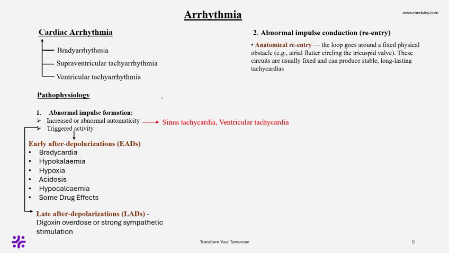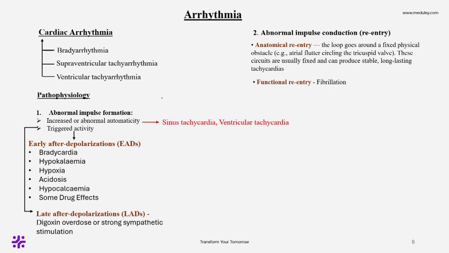The first one is anatomical re-entry. In this type the obstacles are fixed. So here the loop through which the impulse is passing goes around fixed obstacles, for example atrial flutter circling the tricuspid valve, and these impulses circulate for a longer period of time, which will lead to long tachycardias.